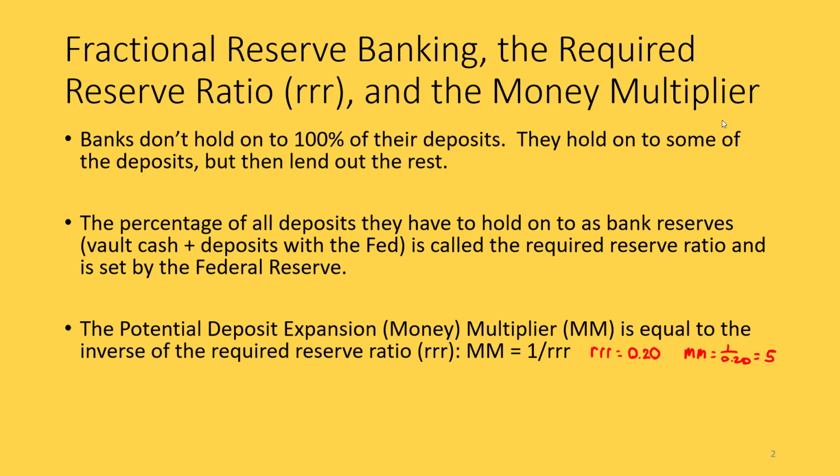So every $1 increase in the money supply by the Federal Reserve could result in as much as a $5 increase in money supply as a result of this multiplier effect, right? Now remember that this is called the potential deposit expansion multiplier, because this is as big as the effect could possibly be, in other words, the biggest potential effect that we could have, right?